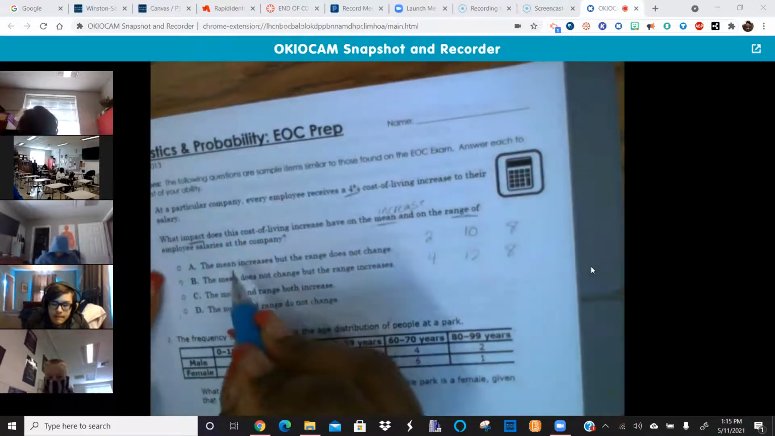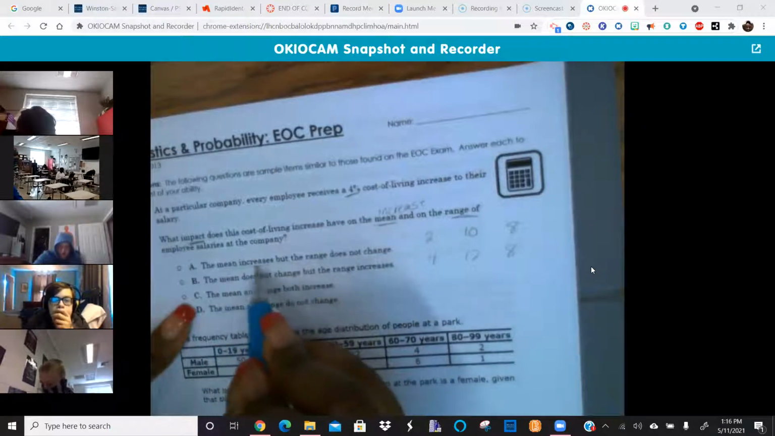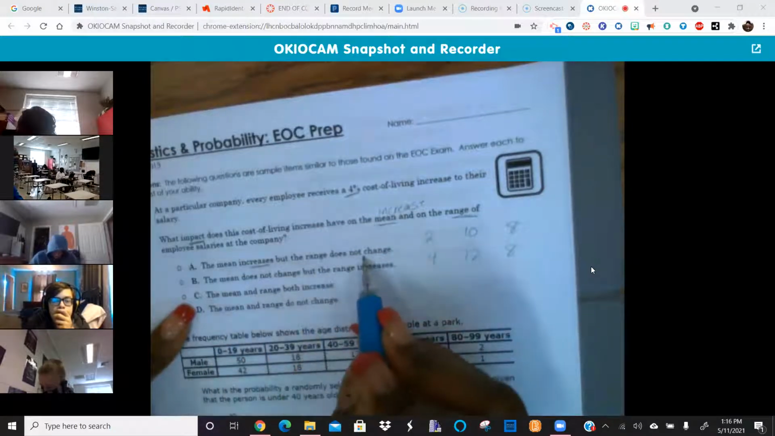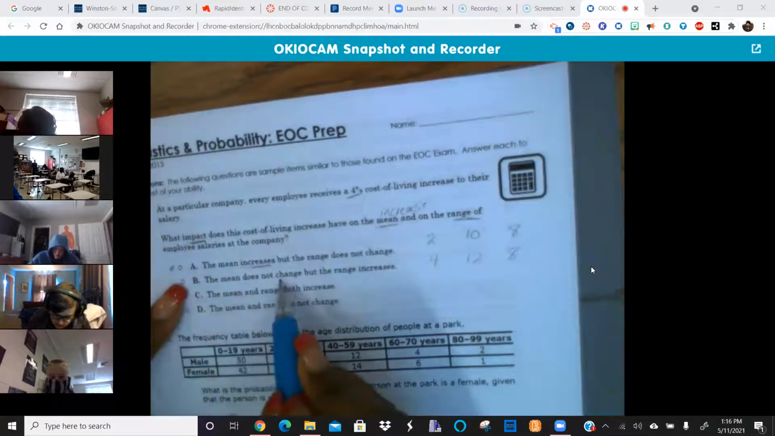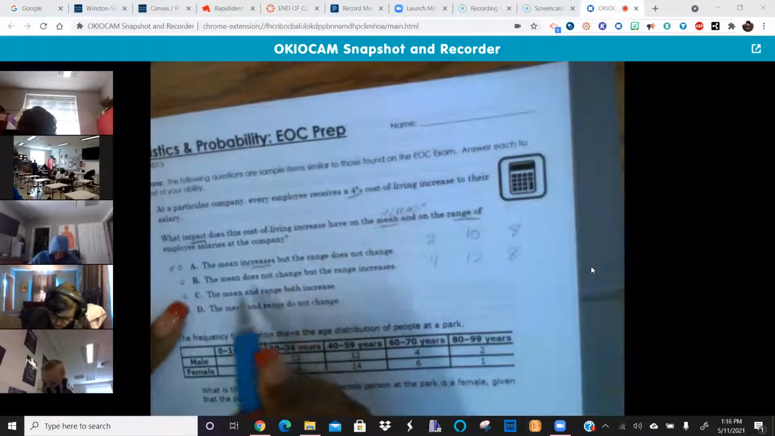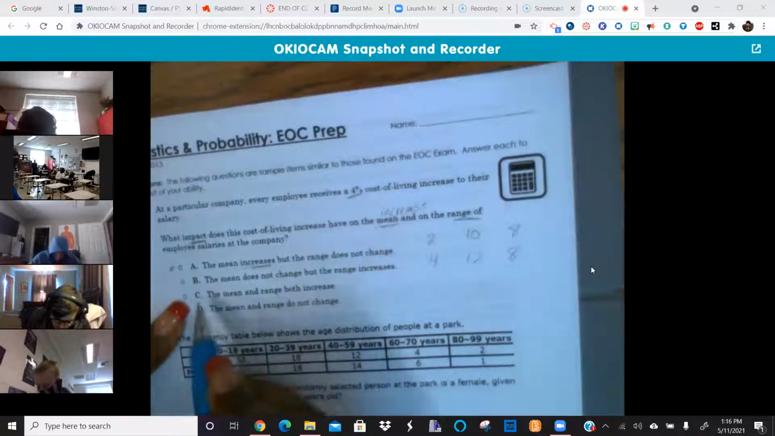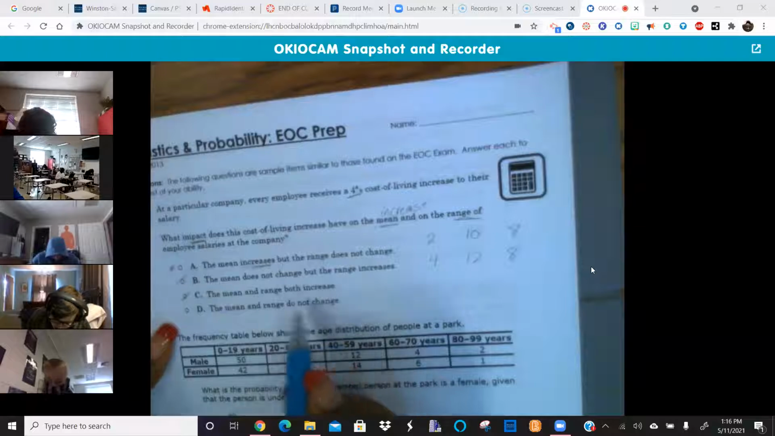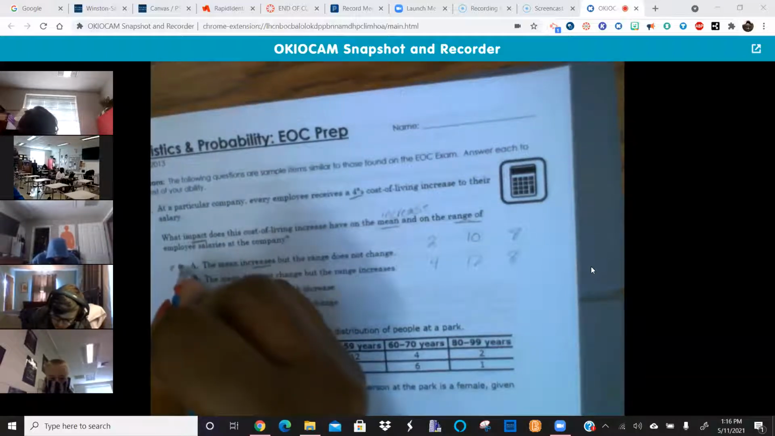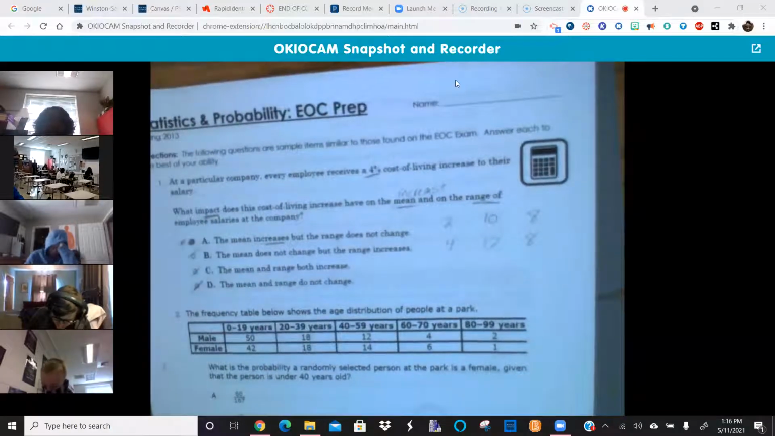So here, let's see which one is the best answer choice. The mean increases, this is true, but the range does not change. This is a true statement. So this is our best answer so far. The mean does not change. Not true, it does change. The mean and the range both increase. Just the mean, not the range. This is not true either. And the mean and the range do not change. The mean changes, the range does not. So again, our best answer is A. Any questions about why A is our best answer?